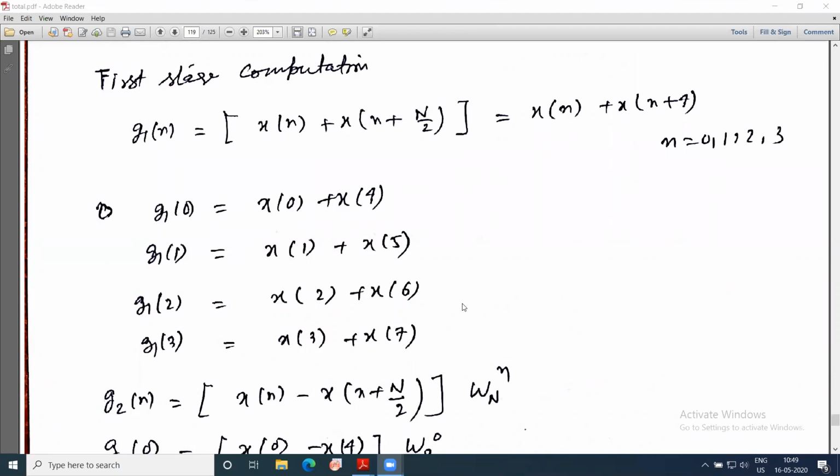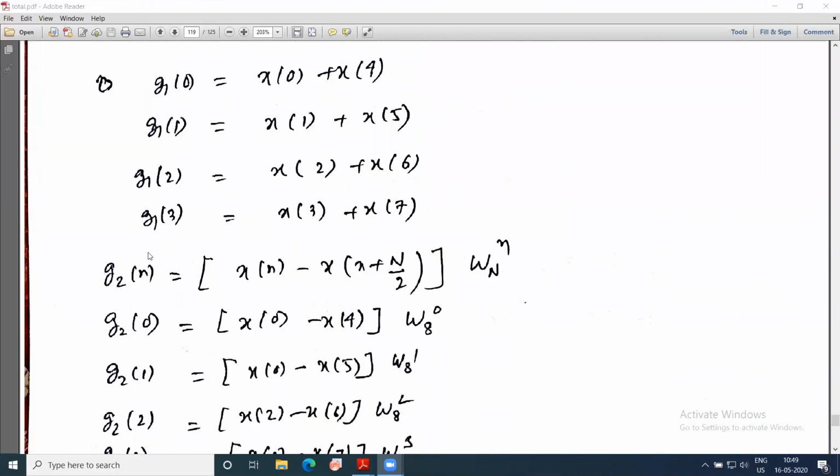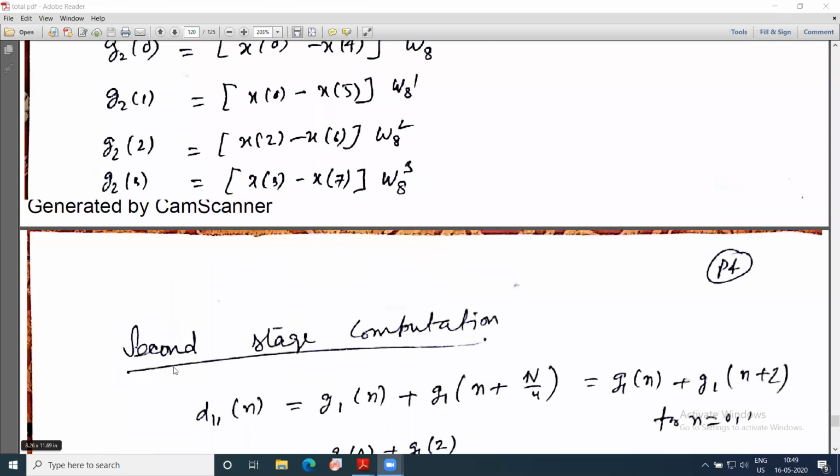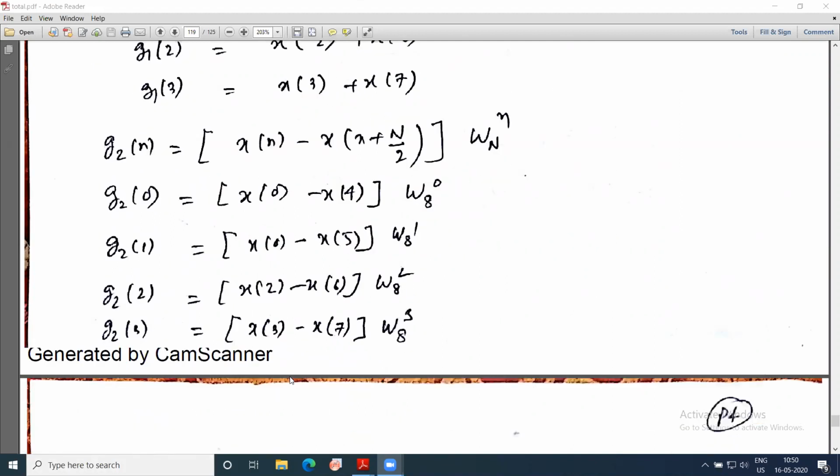So 3 stages will be there. Then the first stage outputs are G1 and G2, that is G1 0 to 3 and G2 0 to 3. This will be the output of the first stage. G1, G2 you can calculate because you know x0, x4 and all this thing, because x of n is given. If x of n is given, then I can compute G1 and G2. This is the first stage.